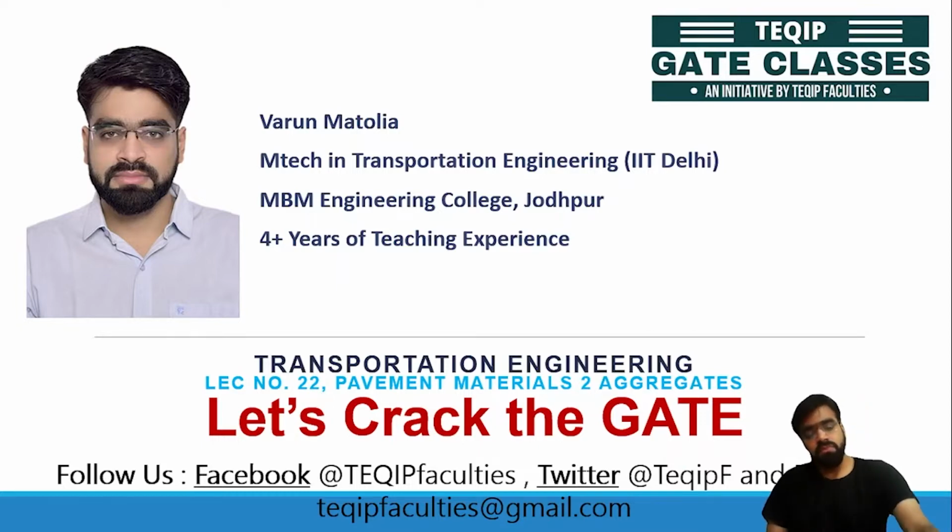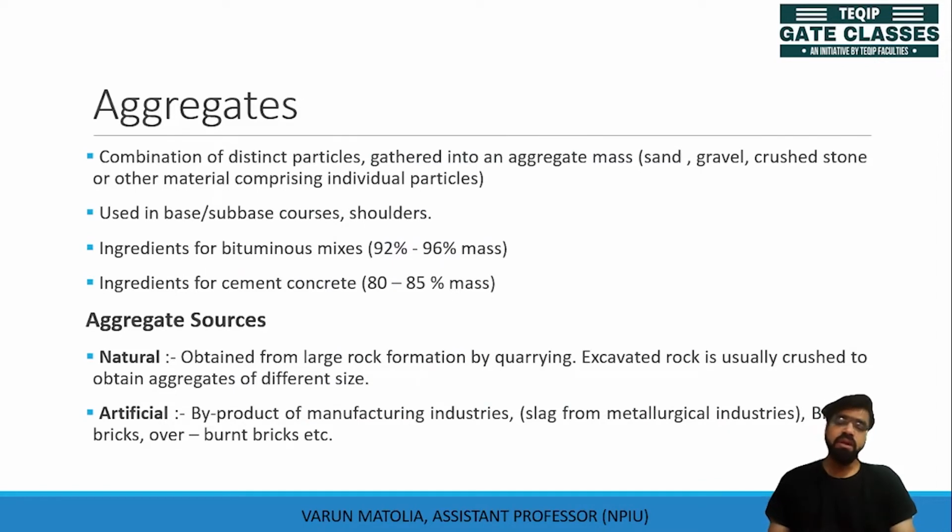in pavements. As we know, aggregate is a combination of distinct particles gathered into an aggregate mass. In pavement, aggregate is used in base, sub-base course, shoulders, as well as in pavement surface. In bituminous mix, which is your flexible pavement surface, the aggregate consists of around 92 to 96% of mass. And in cement concrete, in which a slab is provided as your surface course, aggregate consists of around 80 to 85% of the mass.